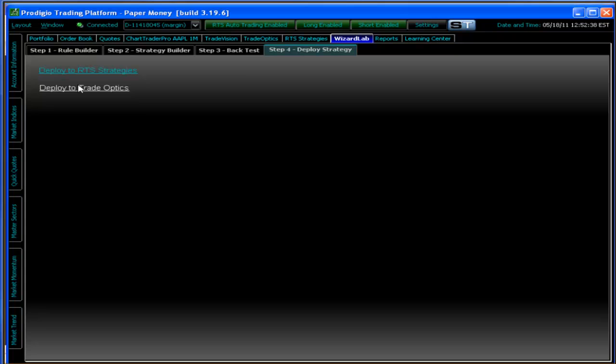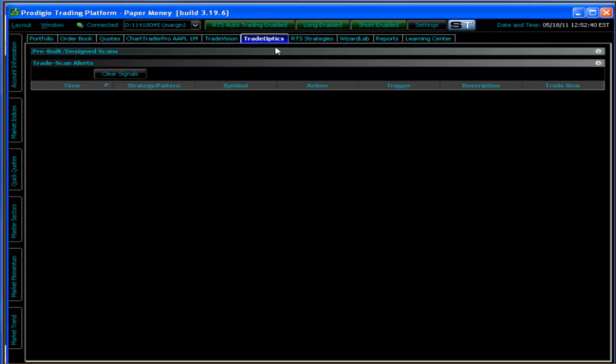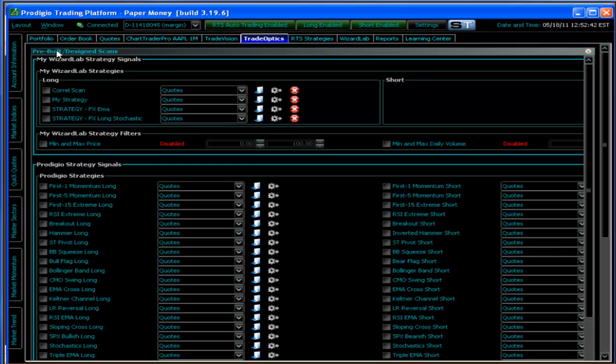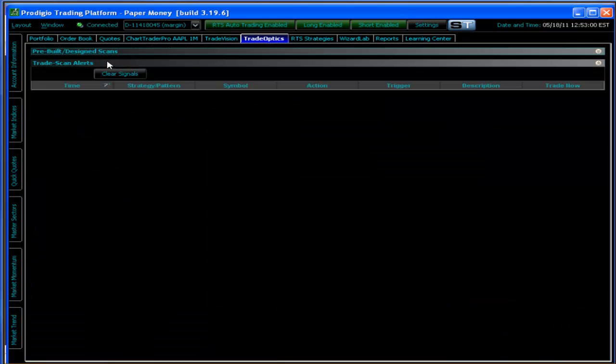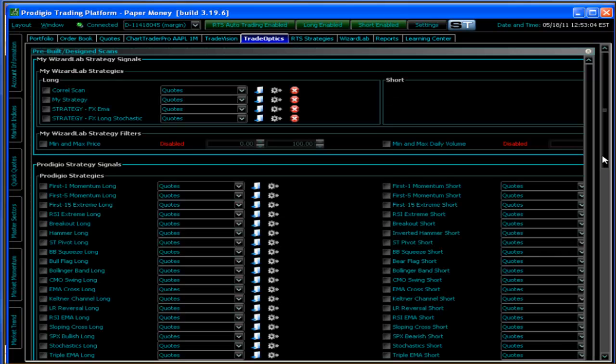Step 4 also has the deploy to Trade Optics. That goes over to the Trade Optics panel, and if I expand this pre-built design scans up here, I get a panel which is very similar to the RTS strategies panel. This works in much the same way, but the signals, instead of going into the RTS strategies for robotic trading, are going to populate these trade scan alerts.